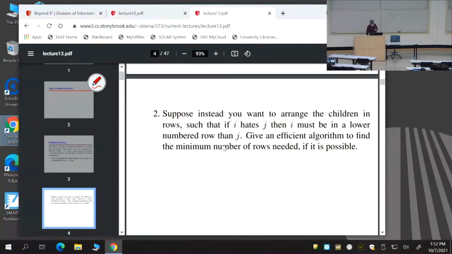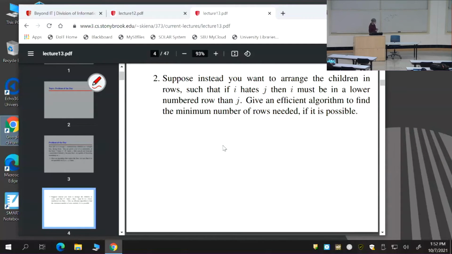The second part of the problem is more interesting, though. What if, notice that if I have a class of 100 kids, if I arrange them in a line of 100, that seems complicated, right? How would I find the shortest order of this so that all the hatreds go in one direction? Okay, do you see what's kind of happening?